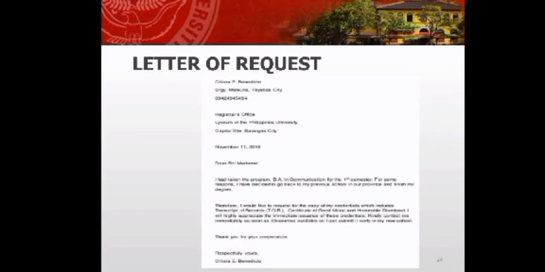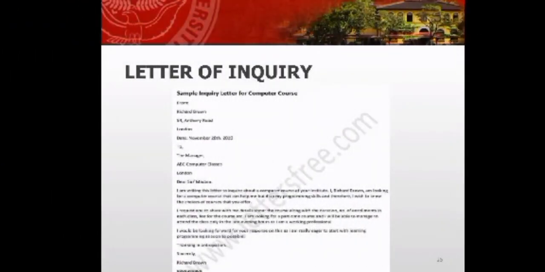It has the sender's name and contact details above, then the recipient's name and contact details, then the date of writing, then greeting, then the body of the letter, and then the professional closing, then the signature, then sender's name printed. So next we have letter of inquiry.